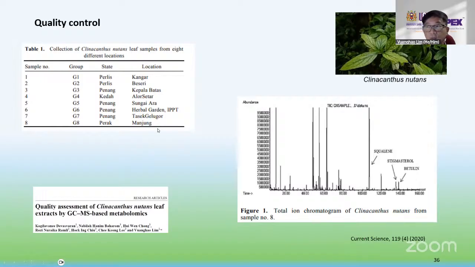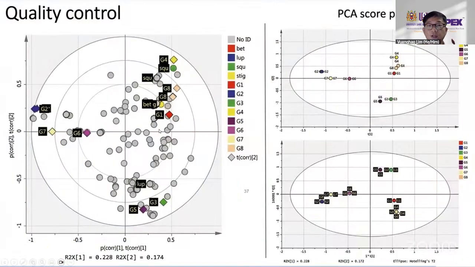Different extracts were prepared and evaluated for their biological activities. You can see that the most active fractions differ across places, which shows how biological experiments and computational analysis complement each other throughout the discovery process. Quality control shows that different places have different variations, so this is how we standardize quality control using the metabolomics method.